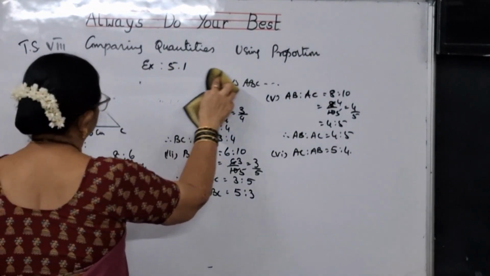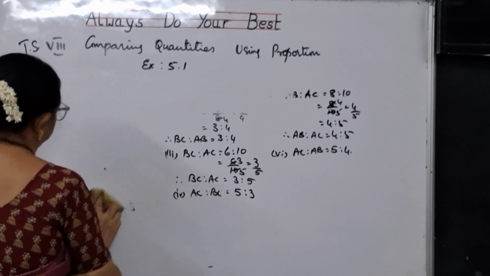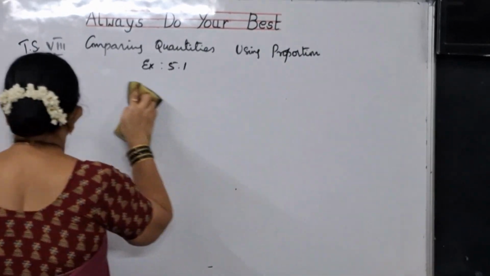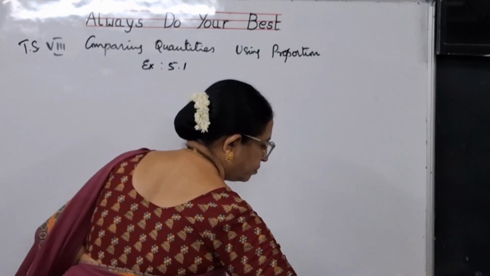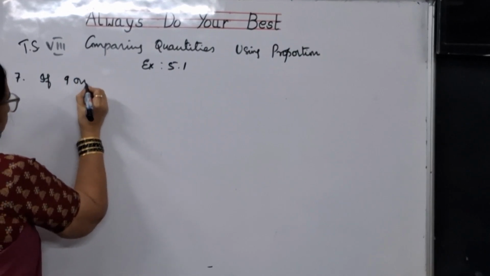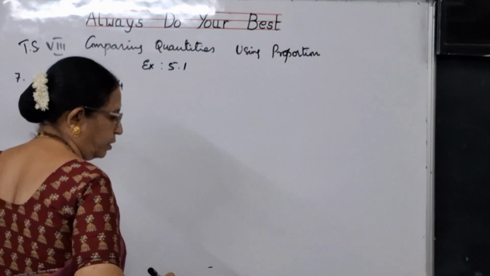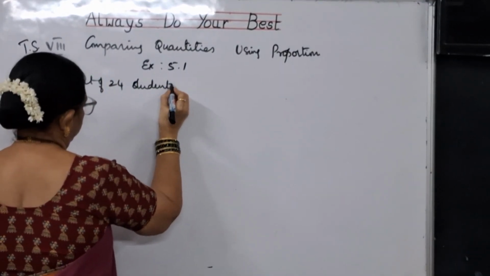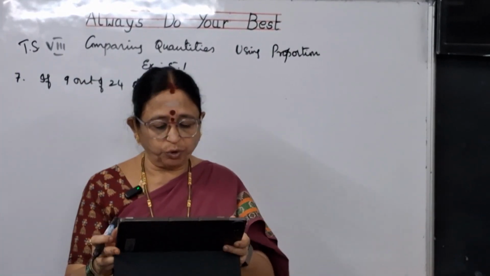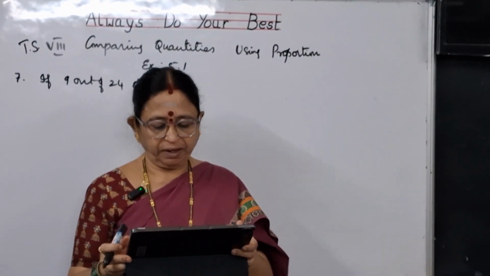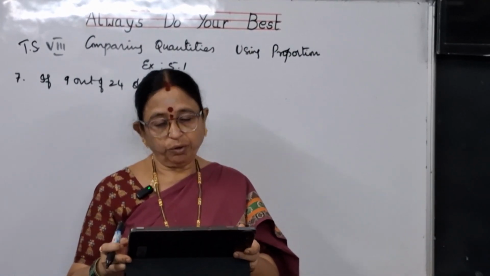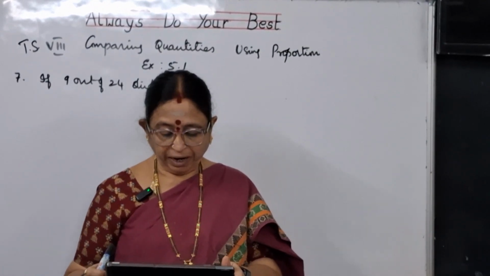Now, the seventh sum. If 9 out of 24 students score below 75% marks in a test, find the ratio of the students who scored below 75% marks to the students who scored 75% and above marks.